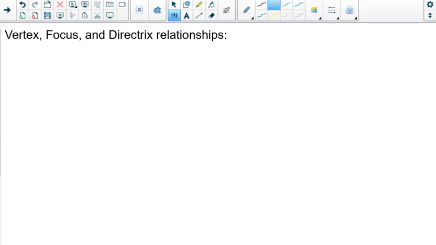Okay, let's review what we learned about the relationship between a focus, a vertex, and a directrix. So let's take the parabola that opens up or down: y equals a times x minus h quantity squared plus k. Remember, the vertex is (h, k).